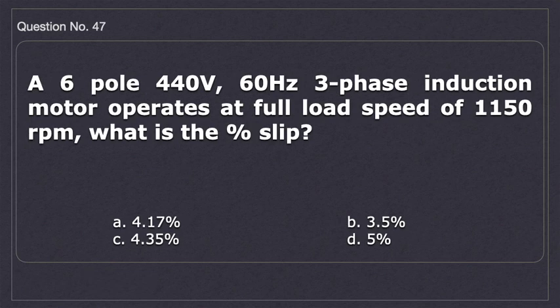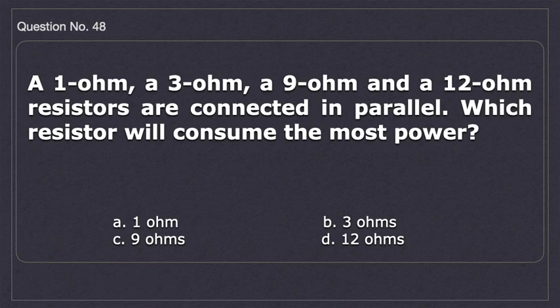Question number 47. A 6-pole, 440 volts, 60 Hz, 3-phase induction motor operates at full load speed of 1,150 RPM. What is the percent slip? A. 4.17%. B. 3.5%. C. 4.35%. D. 5%. Answer, A. 4.17%.